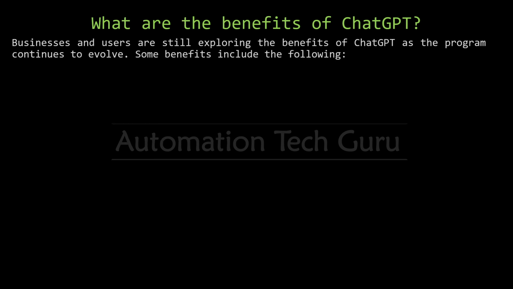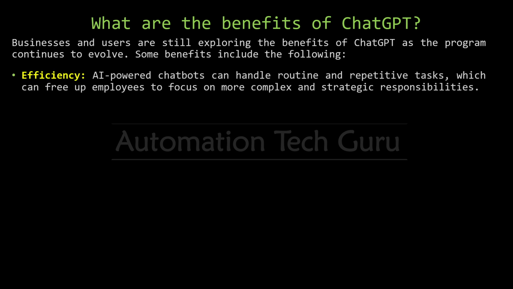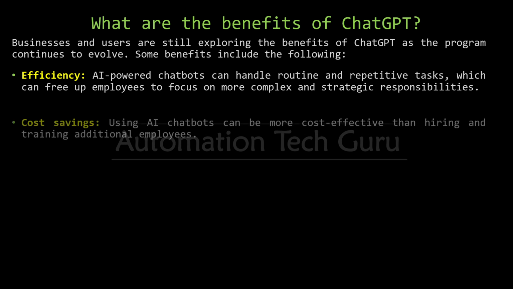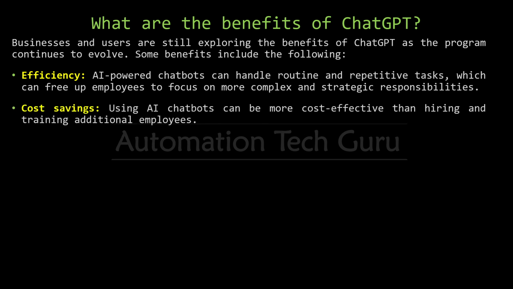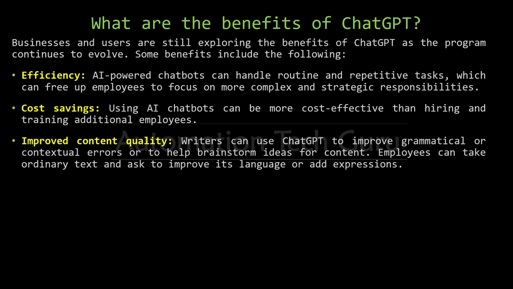What are the benefits of ChatGPT? Businesses and users are still exploring the benefits of ChatGPT as the program continues to evolve. Some of the benefits include the following: Efficiency. AI-powered chatbots can handle routine and repetitive tasks, which can free up employees to focus on more complex and strategic responsibilities. Cost saving. Using an AI chatbot can be more cost effective than hiring and training additional employees. Improved content quality. Writers can use ChatGPT to improve grammatical and contextual errors and to help brainstorm ideas for content. Employees can take ordinary text and ask it to improve its language or add expressions.